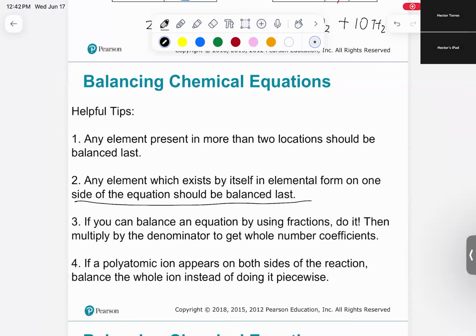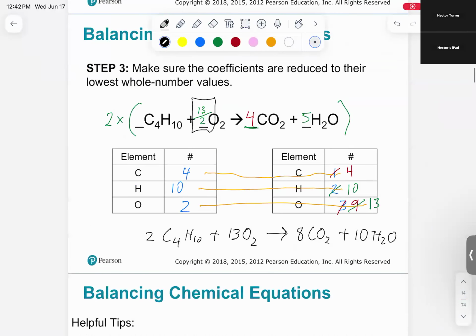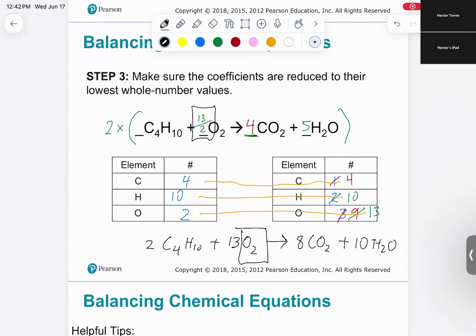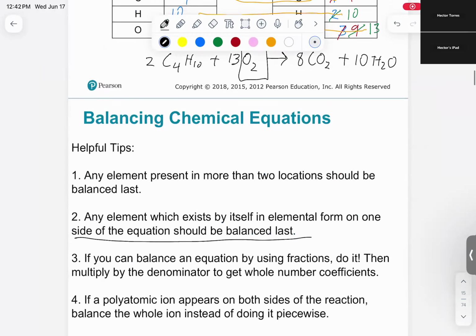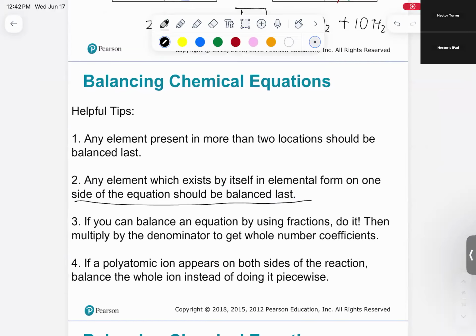This one's great. That one's going to be the easiest to balance just because you only have to change one number. So for example, on our combustion one, we left O2 to the very end, because O2 is the easiest to balance. So if there's anything by itself or bound to itself, leave it to the end. It'll be much easier. If you can balance an equation by using fractions, do it. Then multiply by the denominator to get the whole number. That's what we did with that combustion. We did the 13 halves, and then we times all of them by 2.